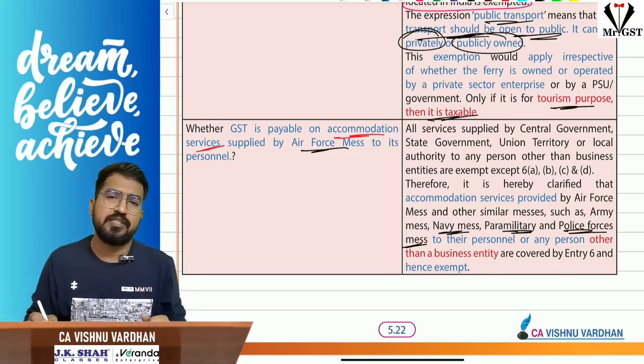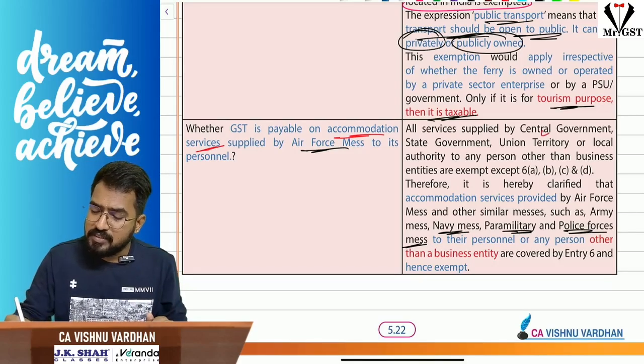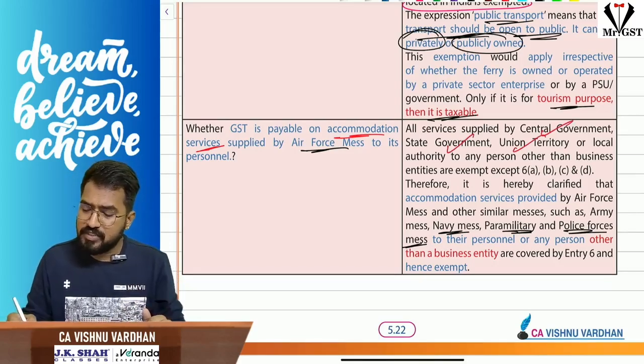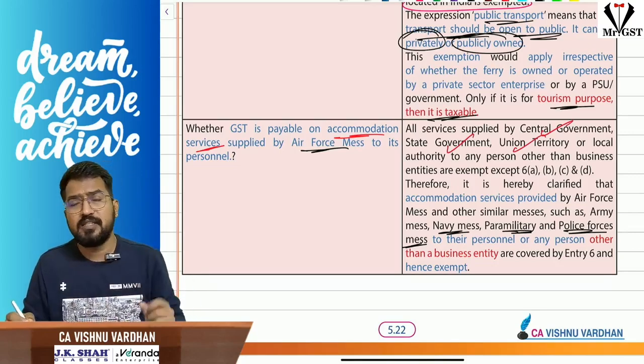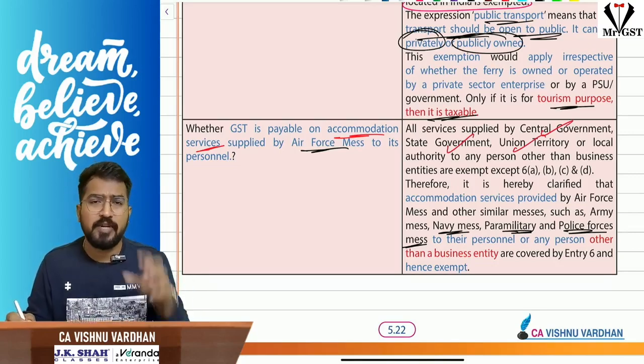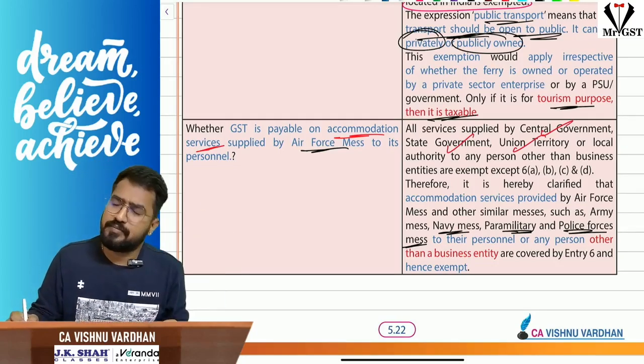Is that taxable or exempt? Sir, these are nothing but central government, state government, union territory forces. So any services provided by them to the general public are exempt. Only for a business entity it is taxable. If you remember, government services to a business entity are taxable.